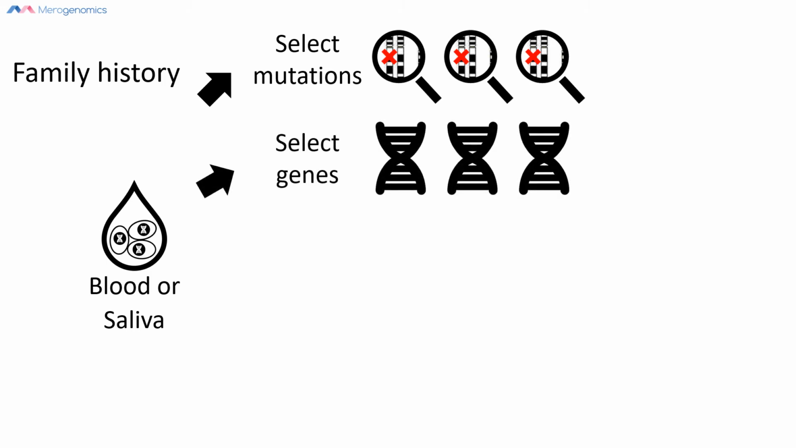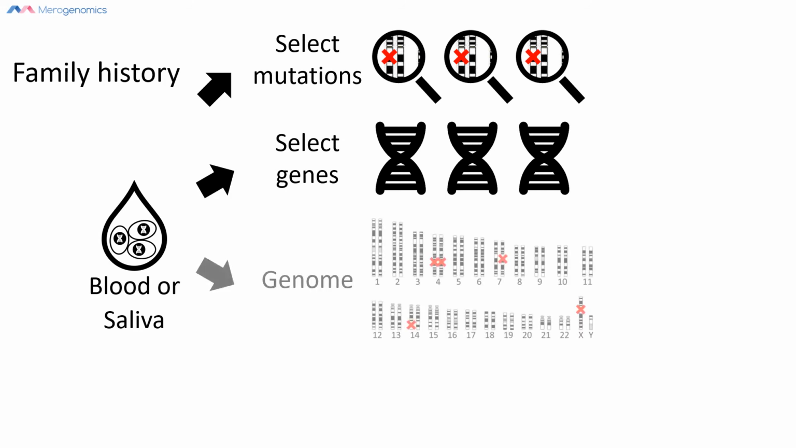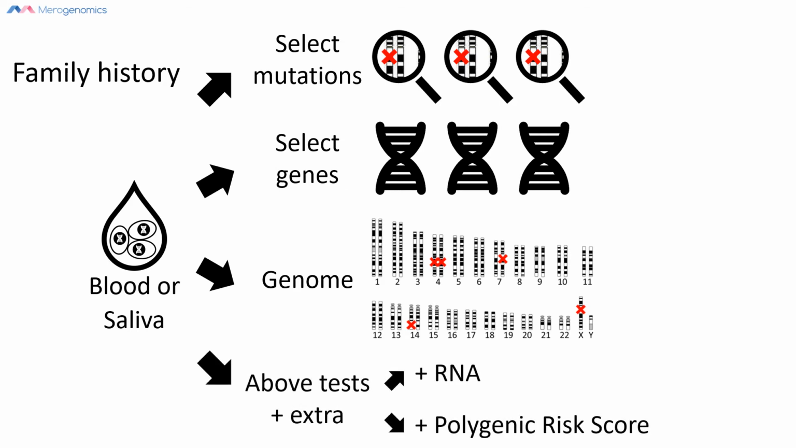The most common type of test available to people is looking at specific genes of interest that are pre-selected based on well-confirmed knowledge of which genes contribute to cancer predisposition. These are referred to as gene panels and are most commonly used in medicine. The next option would be to look at your entire genome, which is looking at all of the DNA that you were born with. And finally, it would be any combination of the above tests with additional extra tests. I'm showing you here examples of RNA testing or polygenic risk score. I will explain that in detail in just a moment.